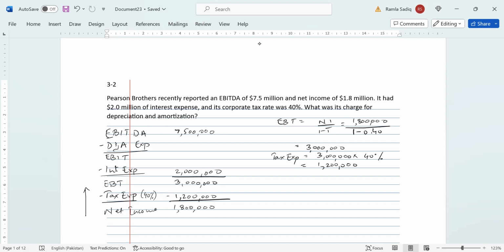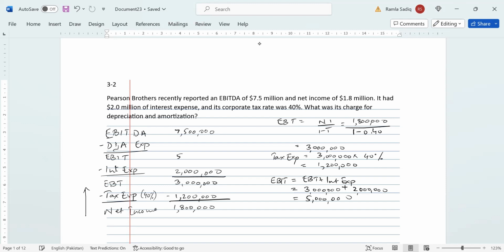Going back up one more step between EBIT, interest expense, and EBT. To calculate EBIT, I'm going to go ahead and take my interest expense to the other side. The negative will become a positive. So that means EBIT will equal EBT plus interest expense. Okay, so EBT is 3 million and my interest expense is equal to 2 million. So 3 million plus 2 million gives me 5 million.